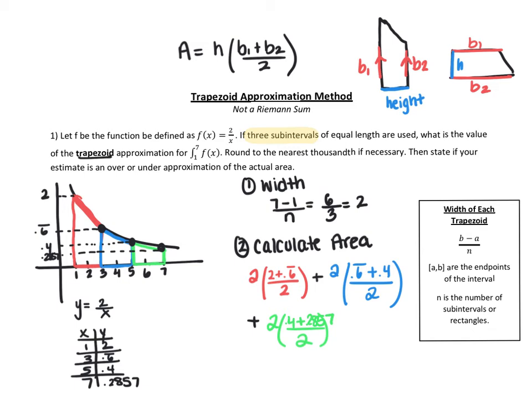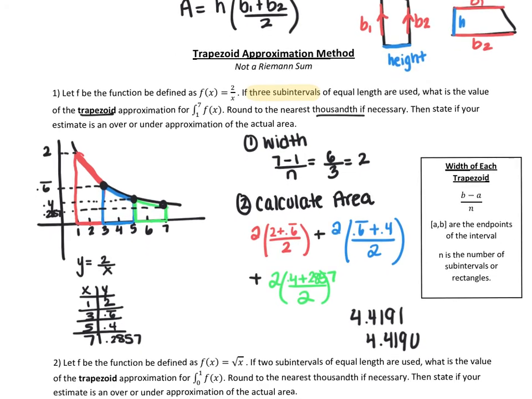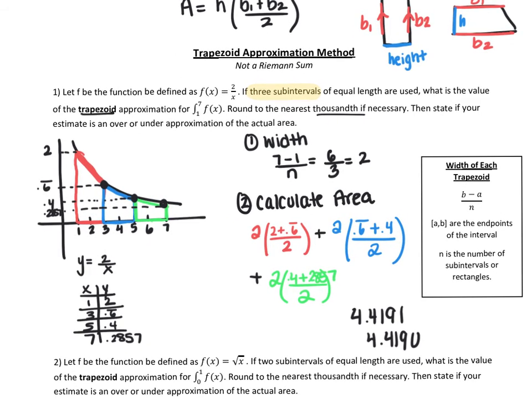All right, so you should be getting something similar to 4.4191. And if you want to round to the nearest thousandth, that's 3 decimal places. So 4.419 units squared. So that should be relatively close to the actual area.